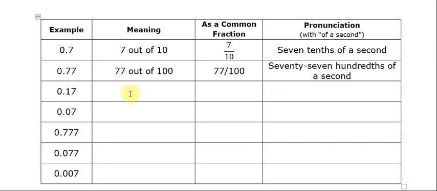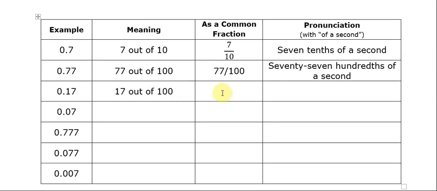Let's look at 0.17. Now that means 17 out of, tell me what is it out of. If you guessed 100, you would be correct. Because we are looking at two decimal places here. We're looking at a digit taking up one space and another digit taking up the other space. So we have the number 1 in the 10th position and the number 7 in the 100th position. So that is why it's 17 out of 100.